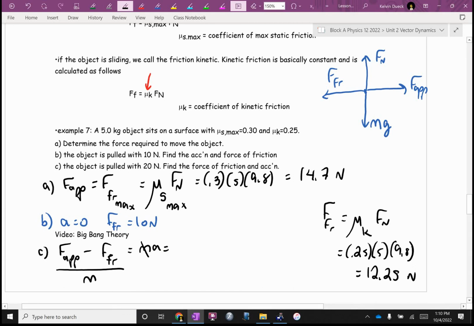F applied was what? 20? Friction was 12.25. And M was 5. Probably do that in my head. 20 take away 12 is 8. Take away 0.25 is going to be 7.75 divided by 5. I could divide by 10 and double it. So it's going to be 0.775. Is it 1.525? Or did I carry a 1 wrong? I'm off. What is it? 1.55. 1.55. Golly, Dewick. Should be able to do that.